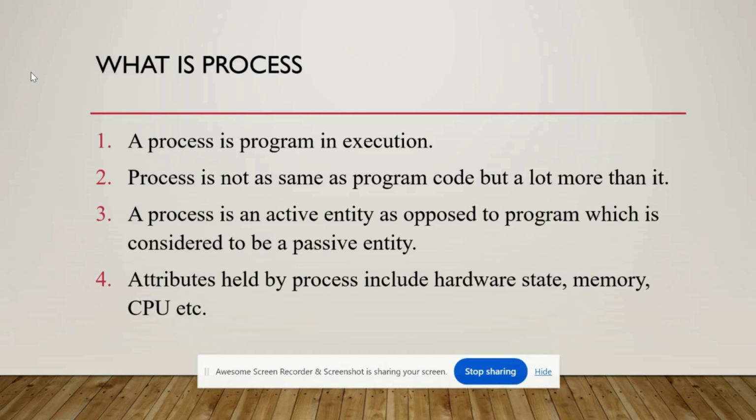Now coming to the first one, that is what is a process. A process is a program in execution. A process is not the same as program code but a lot more than it. A process is an active entity as opposed to a program, which is considered to be a passive entity. Attributes held by a process include hardware state, memory, CPU, etc.